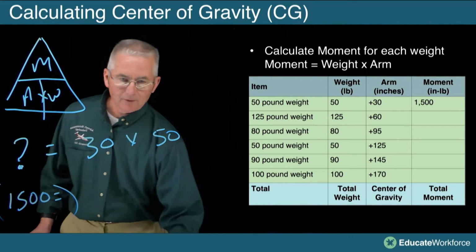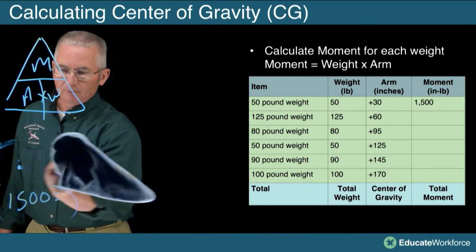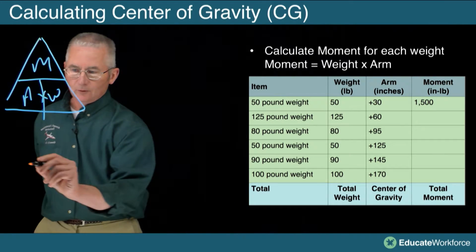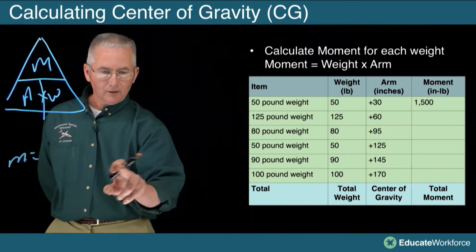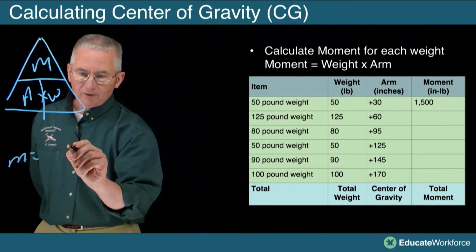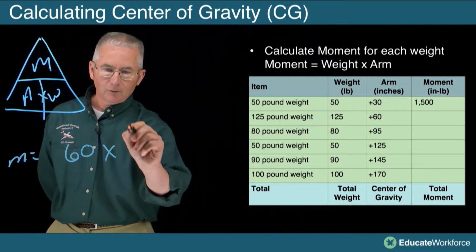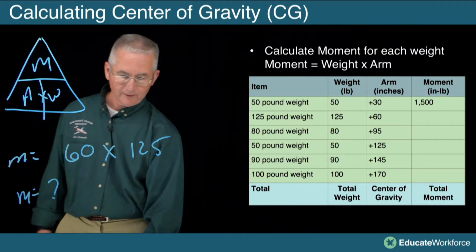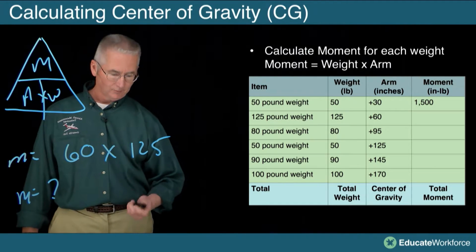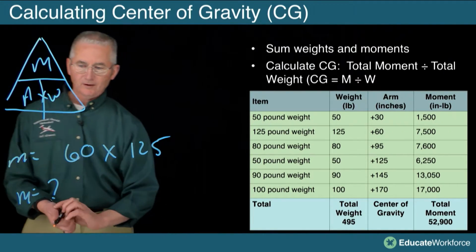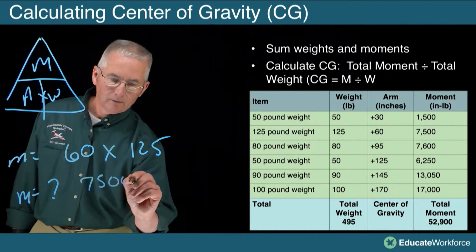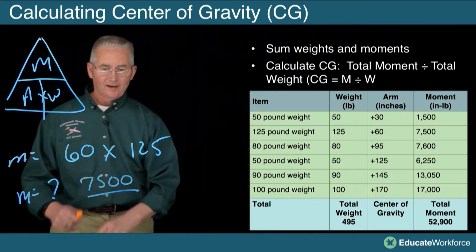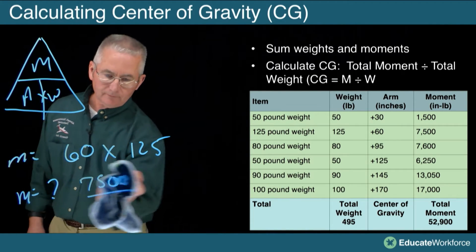I can do the exact same thing again. Okay, and let's do the next one. So let's do our moment is going to equal, let's see, I have an arm of 60 times a weight of 125. What does my moment equal? Well, let's look. We have a moment of 7,500, or 7,500 inch-pounds of torque on that side of the fulcrum. That's pretty simple.